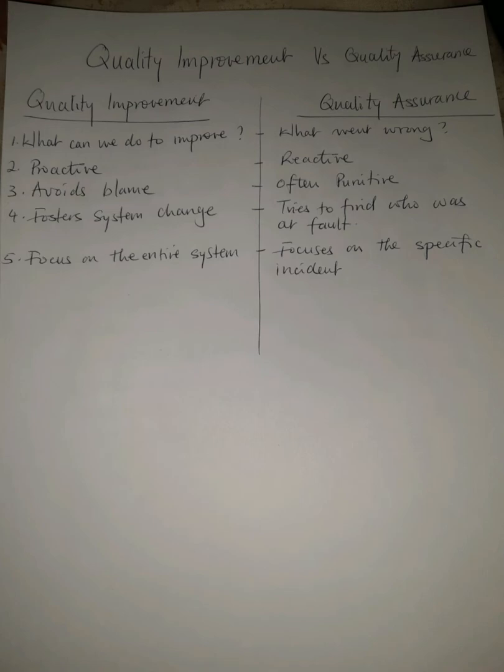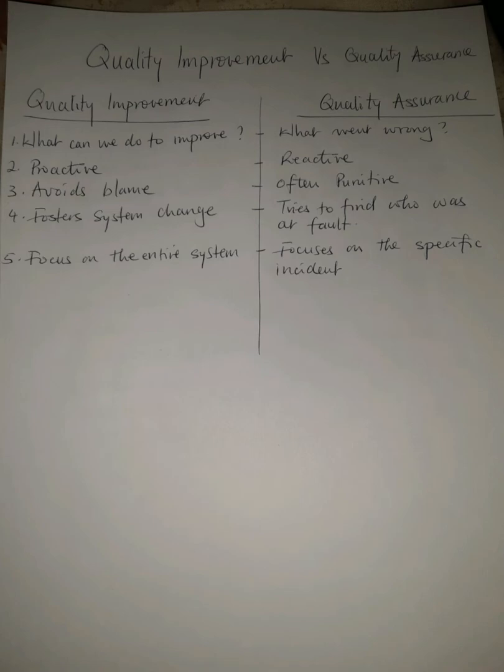Look at number 2. Quality improvement is proactive, meaning you take an initiative before something happens. Whereas if you look at quality assurance across, it is reactive, meaning something has happened and you are reacting to it. So quality improvement is proactive and quality assurance is reactive. Look at number 3. Quality improvement avoids blame, whereas quality assurance often is punitive.